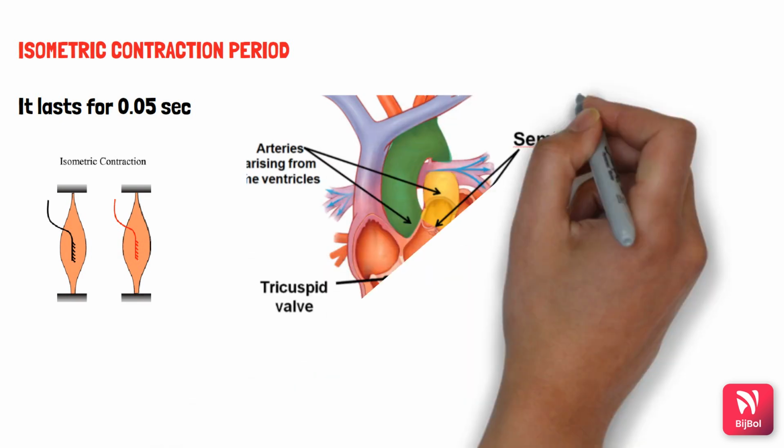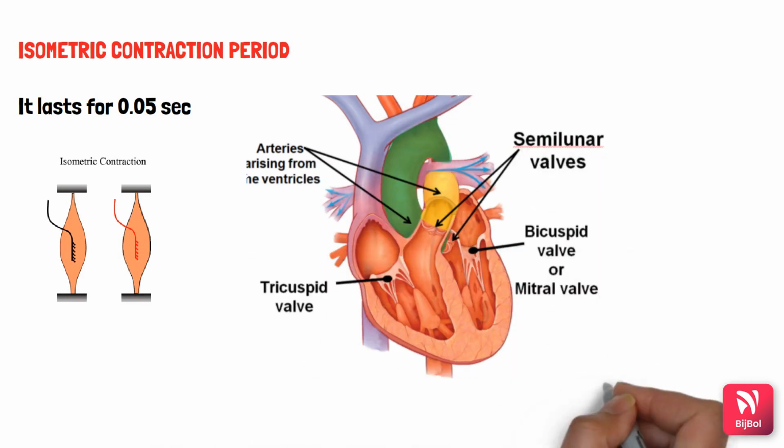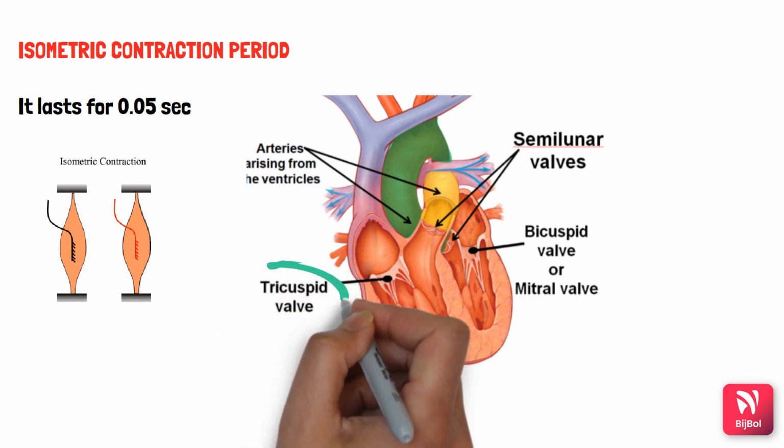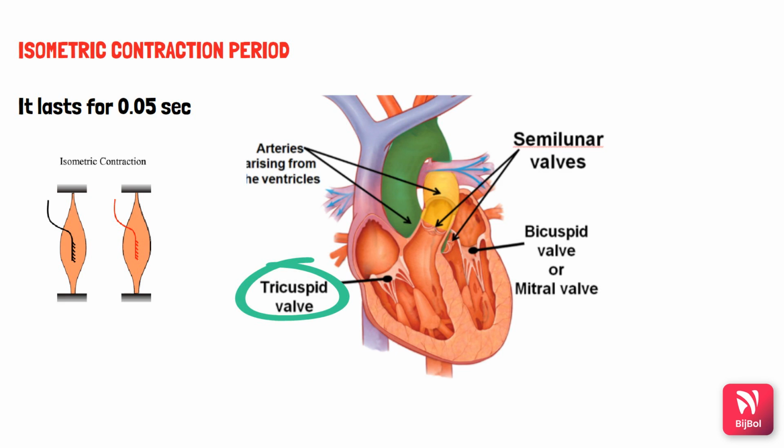This is a type of muscular contraction characterized by increase in tension without any change in the length of muscle fibers. Immediately after atrial systole, the atrioventricular valves are closed due to increase in ventricular pressure. Semilunar valves are already closed. Now, ventricles contract as closed cavity because all the valves are closed.